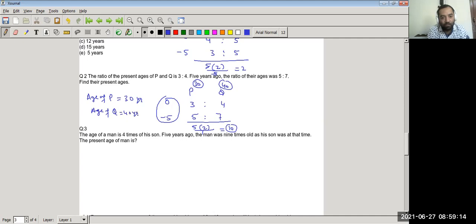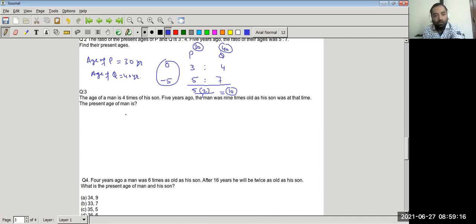Now next question is, the present age of man is 4 times of his son. So the age of man is 4 times of his son. So age of man and son, M man and S son. We can take father and son also. Father and son present age is 4:1. Their ratio, we can take 0 for present. 5 years ago, minus 5. The man will be 9 times as old as his son. So 9:1. Find the present age of man.